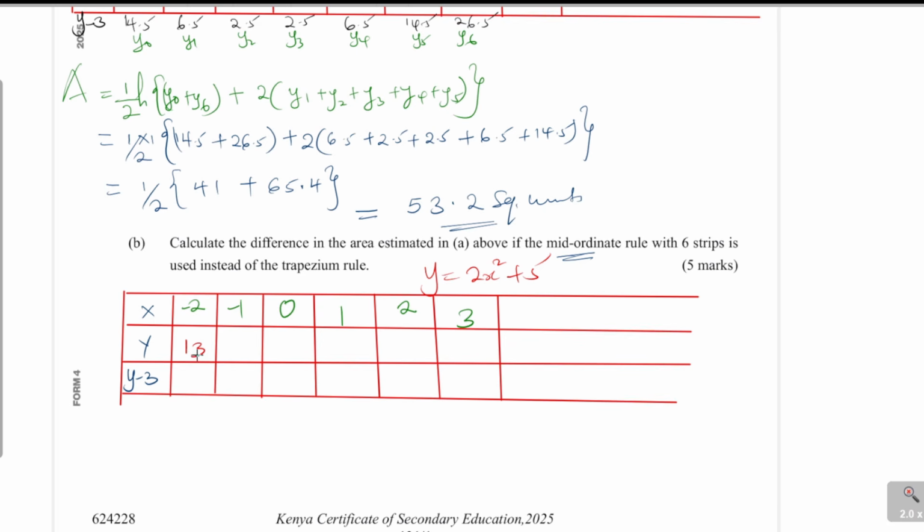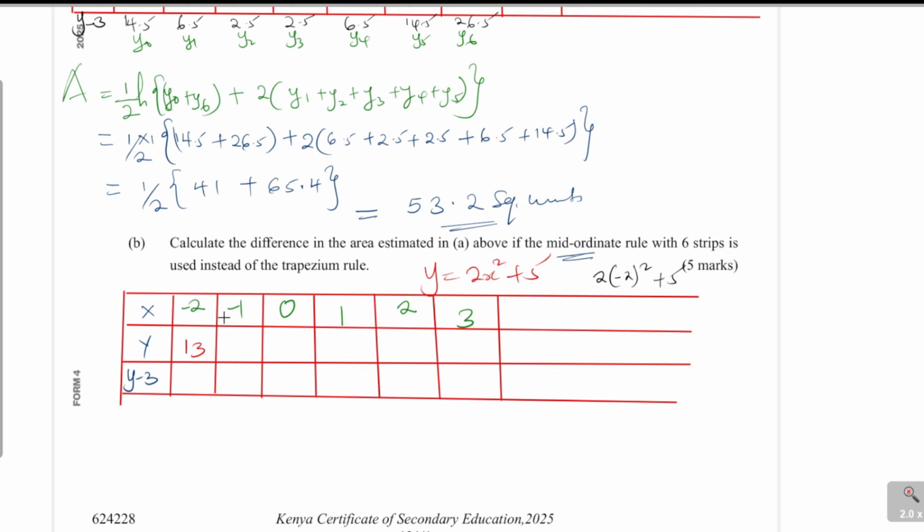So this one gives 13. So we are simply substituting when x. Let me just demonstrate using the first one. The first one is negative 2, that is squared, plus 5. That is what we have substituted in this function to get 13.